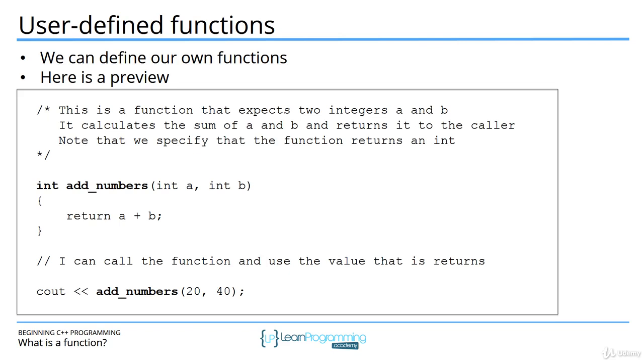Notice the int to the left of the function name. That tells you what the function returns. In this case, an integer. Pretty easy, right? Now every time we need to add two integers, we can call addNumbers and supply the two arguments that the function expects. Then I can do whatever I want with the result I get back. In this case, I'm displaying it.